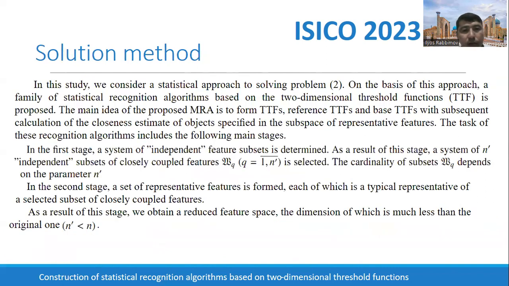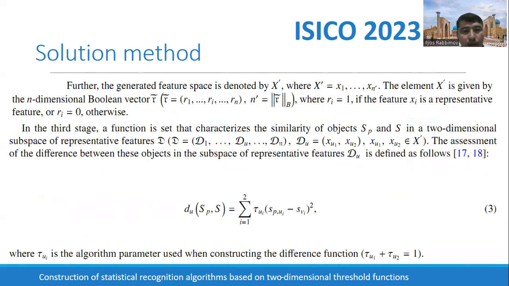In this study, we consider a statistical approach to solving the problem. On the basis of this approach, a family of statistical recognition algorithms based on two-dimensional threshold functions is proposed. The work of these recognition algorithms includes the following main stages. In the first stage, a system of independent feature subsets is determined. In the second stage, a set of representative features is formed, each of which is typically representative of a selected subset of closely coupled features. In the third stage, the function that characterizes the similarity of objects S_p and S is determined in the two-dimensional subspace of representative features D.